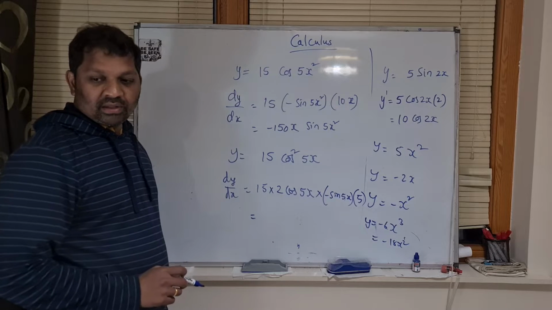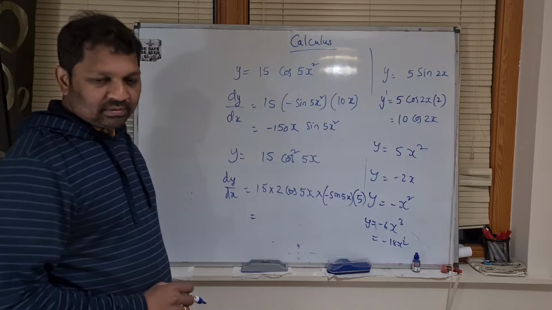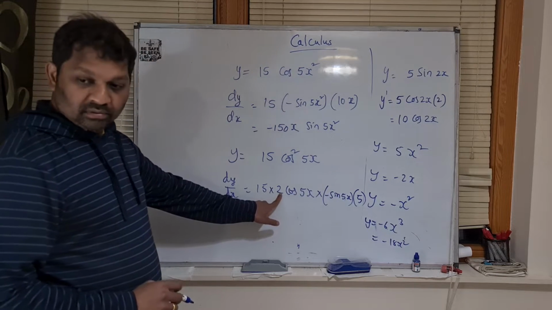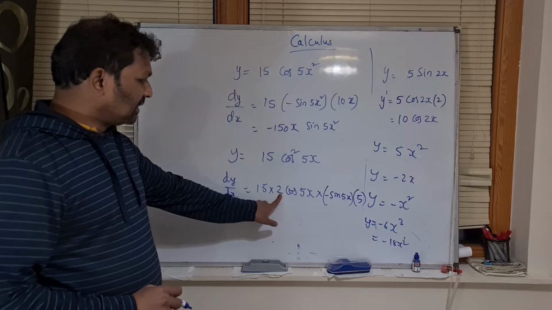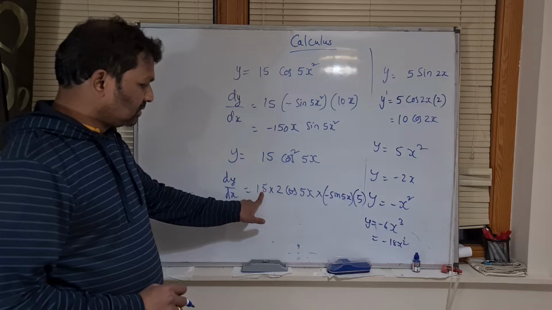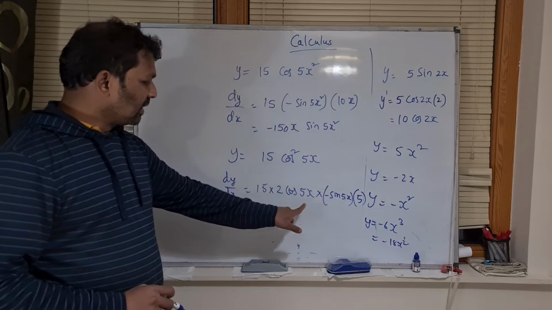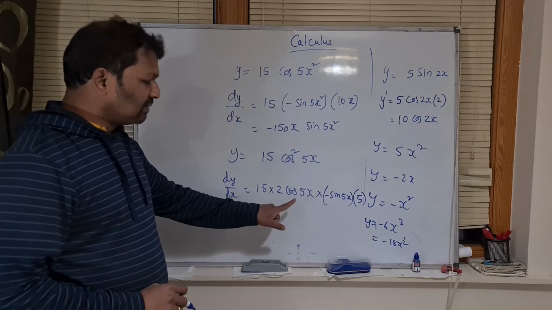What are the values that get multiplied here? 5 and 15. Starting with 5, and on the last, 15. 15 and 5, okay. And 5 times 15 is 75.